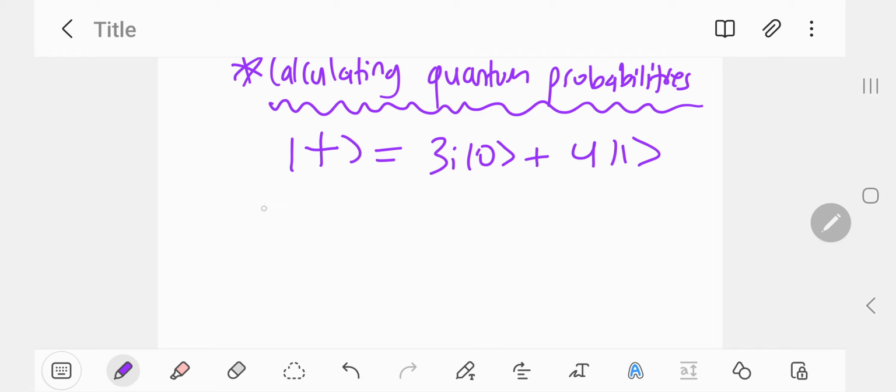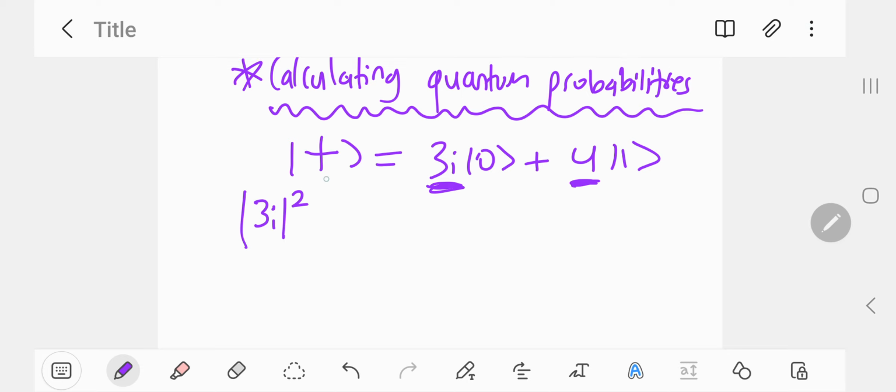To find the probability for each basis state, we take the absolute value squared of its probability amplitude. The coefficient of basis state 0 is 3i, and the coefficient for basis state 1 is 4. So let's work out the absolute value squared of 3i. i is the square root of -1, so i squared is just -1. The square root of -1 times the square root of -1 is -1.